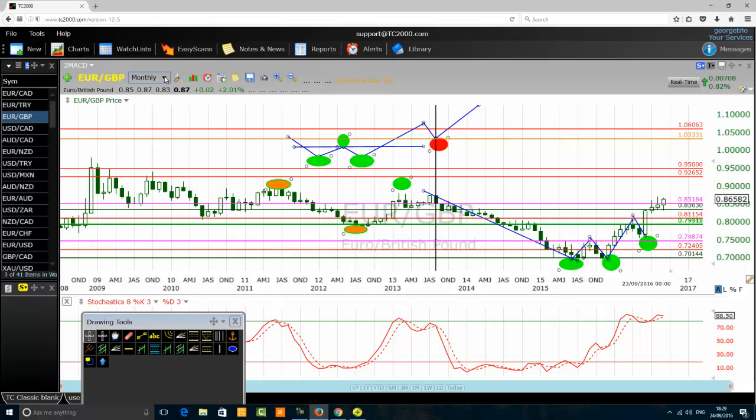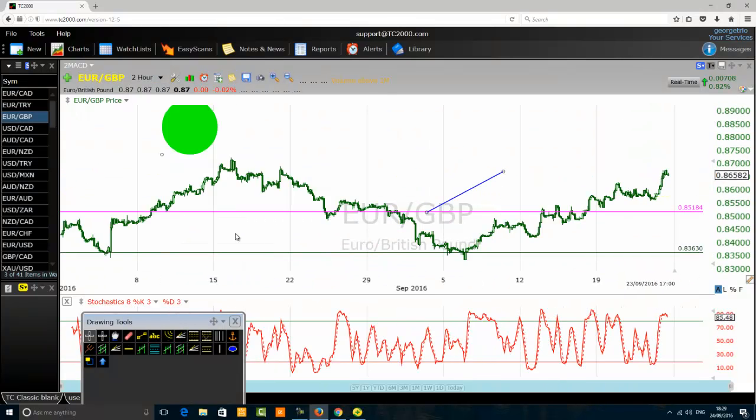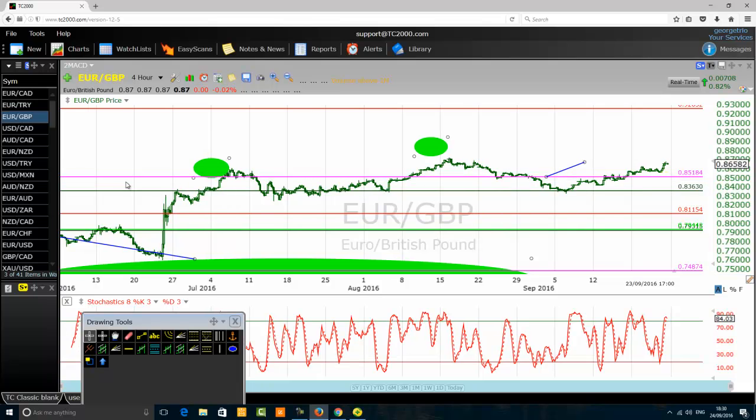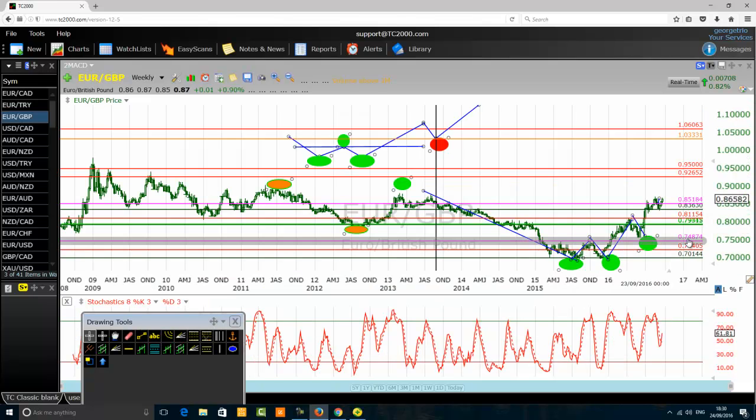Now I will go straight away to the 4-hour time frame. This is not the pink line. The pink line we are looking at is this one, 7484. Yes or no? 7484. That's the line we are looking for, not this one.